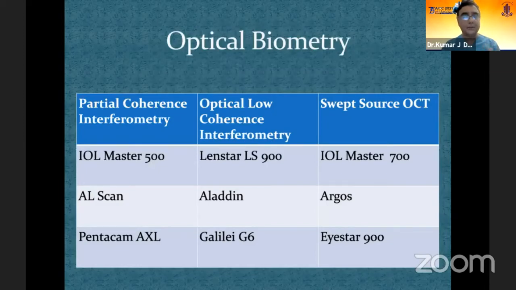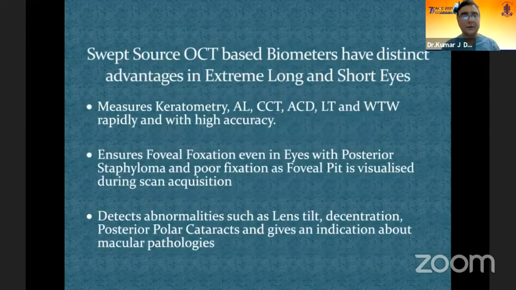We have multiple optical biometers: the NIDEK AL-Scan, the Aladdin from Topcon, the IOLMaster, the Lenstar, and the Galileo. All of them are optical biometers. The swept-source optical biometer has distinct advantages. It measures keratometry, axial length, central corneal thickness, anterior chamber depth, lens thickness, and white-to-white. This is one measurement which will give you all the data in one shot. And of course, it will also look at the fovea.